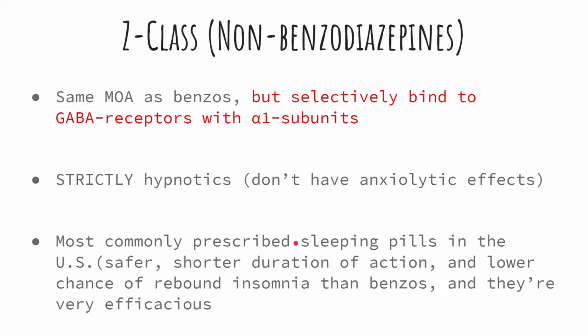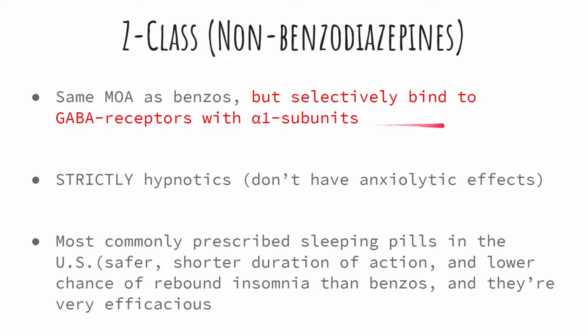Okay, now we move to a very nice class of drugs, the third class of sedative hypnotic anxiolytics, what we call the Z-class drugs, or the non-benzodiazepines. And we will see now why we call them non-benzodiazepines. By the way, they are called Z-class because all of their names start with the letter Z, as we will see now. So they are called non-benzodiazepines because they have the same mechanism of action as benzodiazepines, but they selectively bind to GABA receptors with alpha-1 subunits.